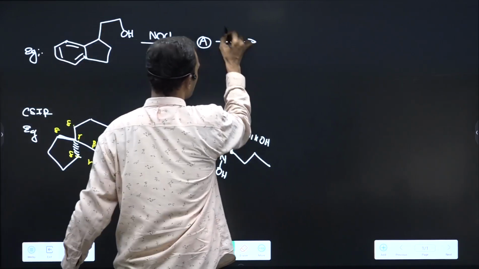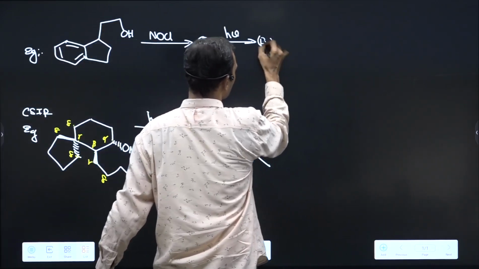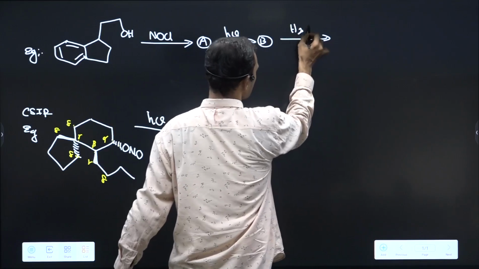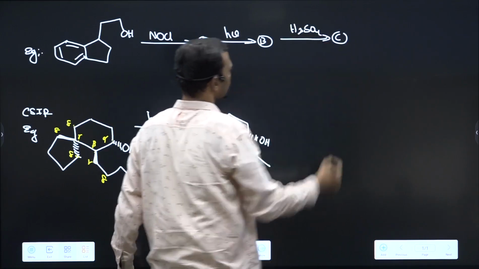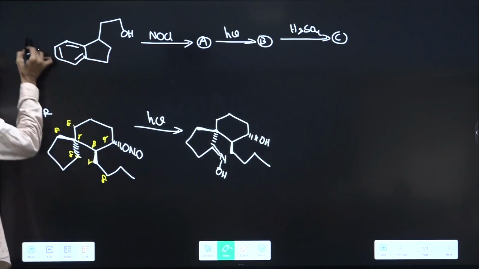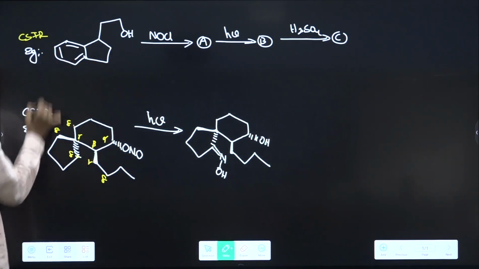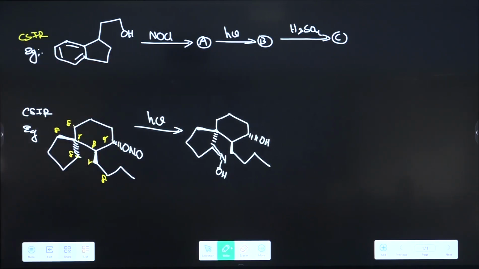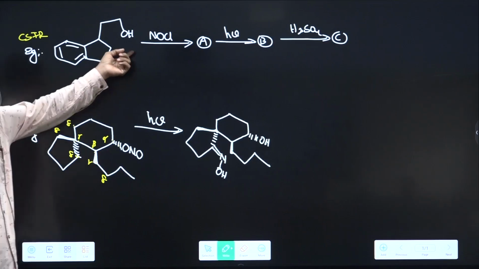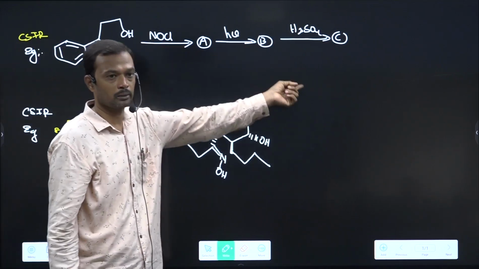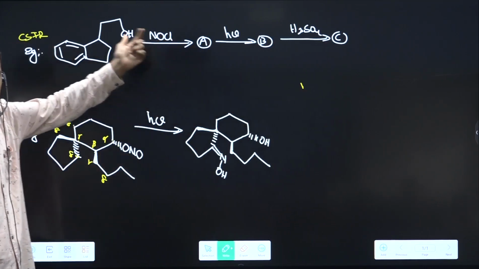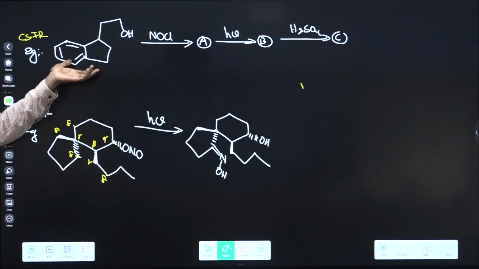NOCl is A, photochemical is B, then H2SO4, that is C. So it is also given in CSR. Interconversion: nitrosyl chloride to nitrite, nitrite to oxime, oxime to Beckmann. Barton, Beckmann, nitration: three are the most important reactions.